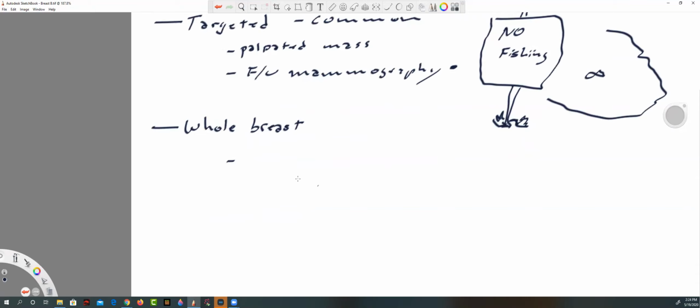Less common, but we do still do it. It could be because it's a young patient with very dense tissue. The fibroglandular tissue is so dense that there could be a mass right in the middle of the screen and the doctors can't see it because it's the same, I can't say echogenicity, it's the same radio opaqueness as the surrounding tissue, so they can't see it. So dense tissue.